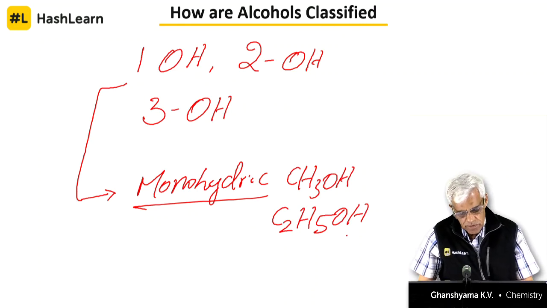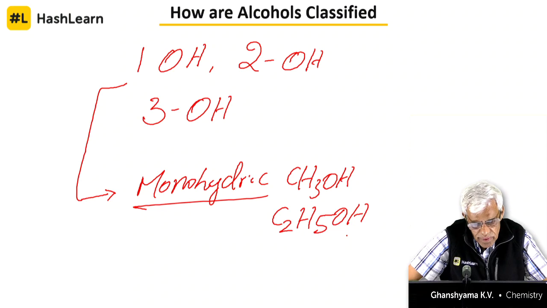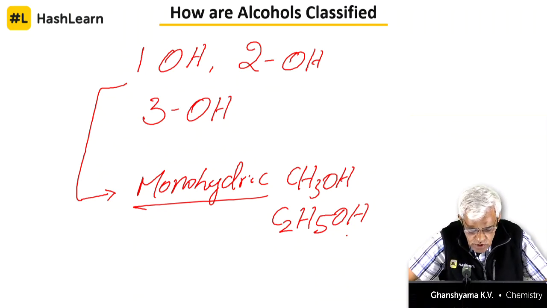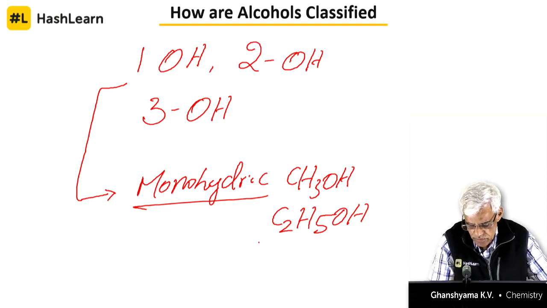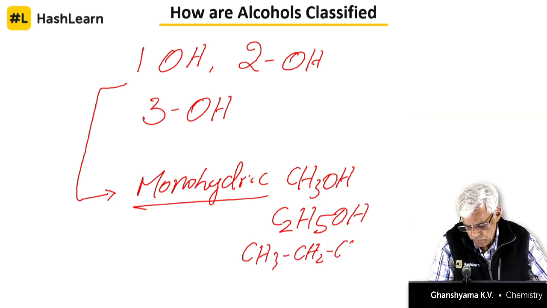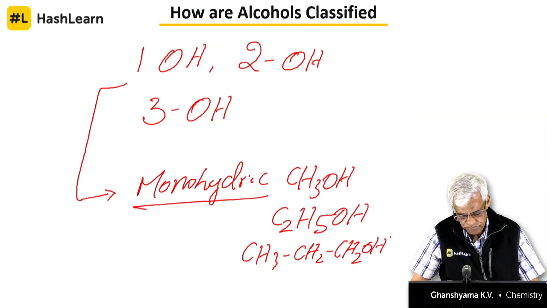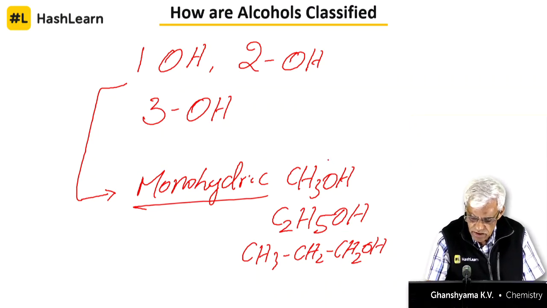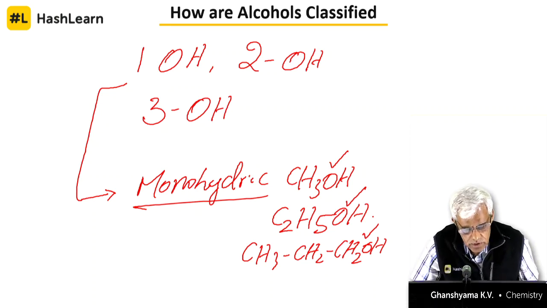Okay, coming back. So, monohydric alcohols, yes, you are right. Monohydric alcohols are those which contain one OH group. Example, CH3OH, C2H5OH, CH3, CH2, CH2, propyl alcohol, etc. They contain one OH group.